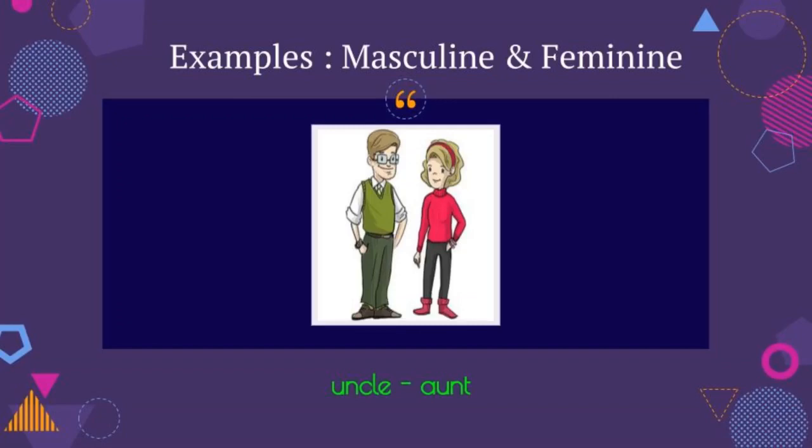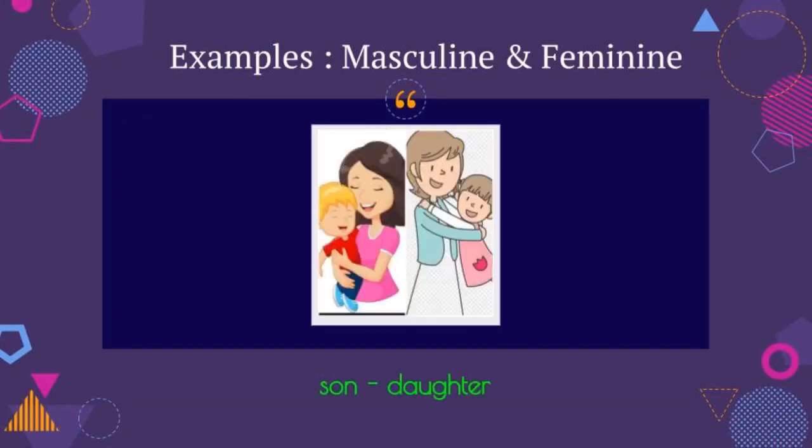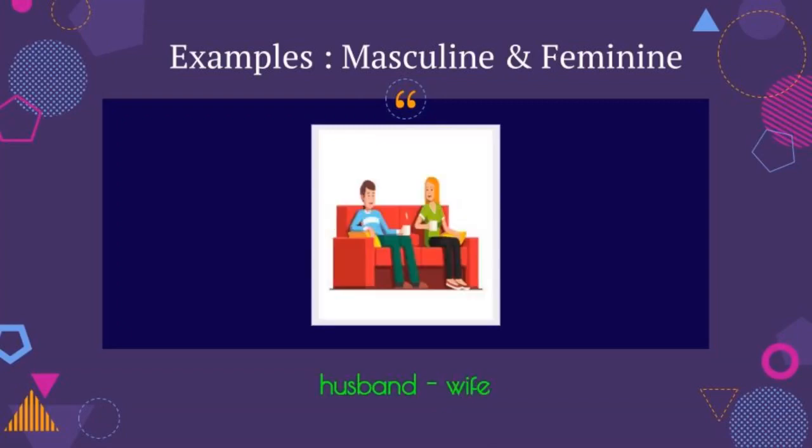And the next example is son and daughter. Son is the male gender and daughter is the female gender. The opposite gender of son is daughter. And the next example is husband and wife. Husband is a male person, especially a married man. We can call a married man a husband. And wife is a female person, a married woman. The opposite gender of husband is wife.